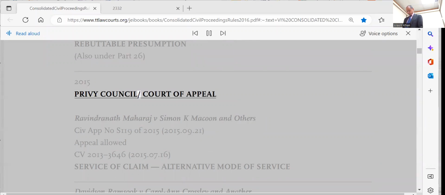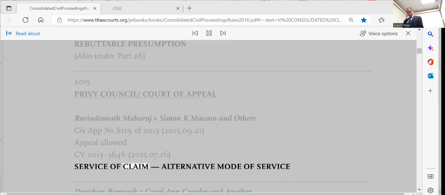2015 Privy Council/Court of Appeal. Ravindranath Maharaj v. Simon K. McCoon and others Civ App No. S. 119 of 2015, September 21, 2015. Appeal allowed CV 2013-3646, July 16, 2015. Service of claim, alternative mode of service.